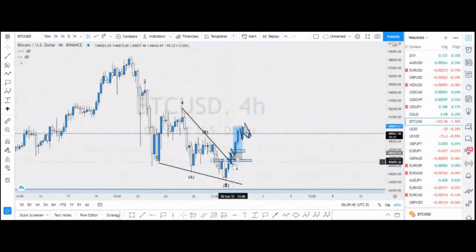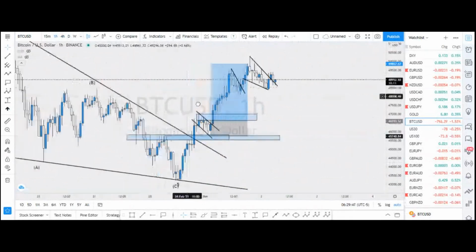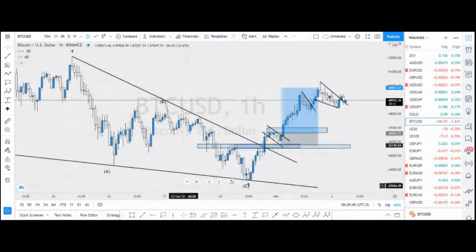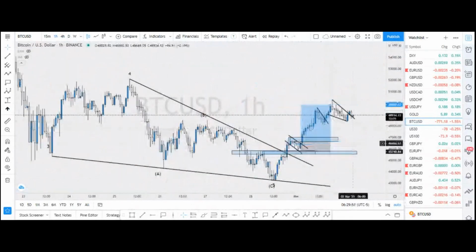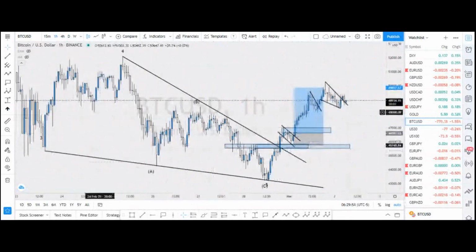Look at what happened. Immediately it broke out. It went up into my take profit immediately. I made 3 times my trading account off this small trade. Imagine making 3 times my trading account off this small trade. You could do the same.